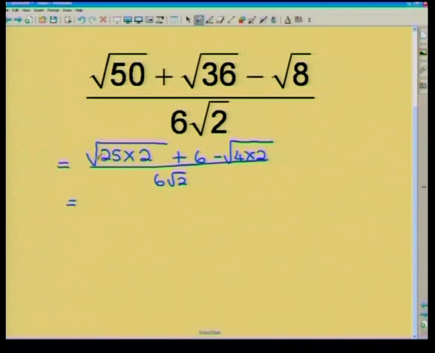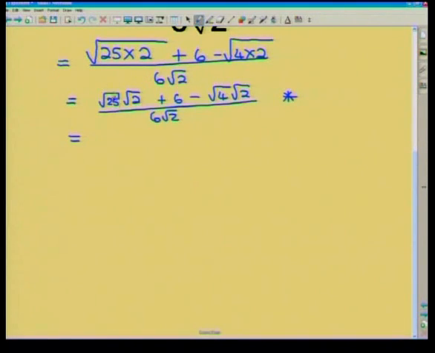Right, now remember what I said to you, that means the same as saying root 25 times root 2 plus 6 minus root 4 times root 2, using my rule, over 6 root 2. You do not need to show this step. Okay, I'm putting it in there, but in actual fact you can go straight to the next step without showing that, so don't worry about it too much. So let's have a look at it. Right, so on this one now I could say root of 25 is 5 root 2 plus 6 minus, and that thing's going to be 2 root 2, over 6 root 2.